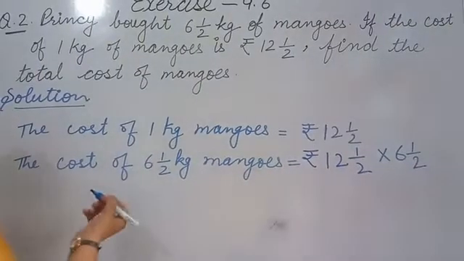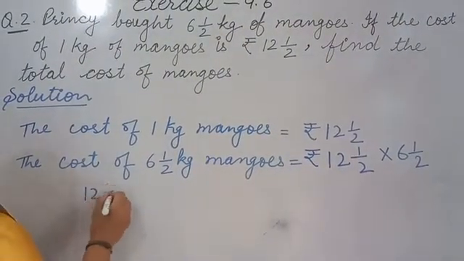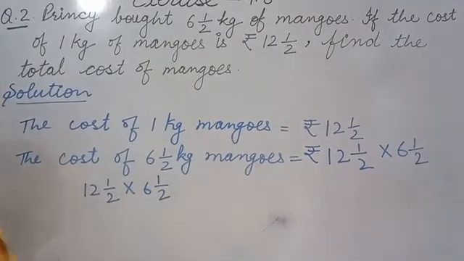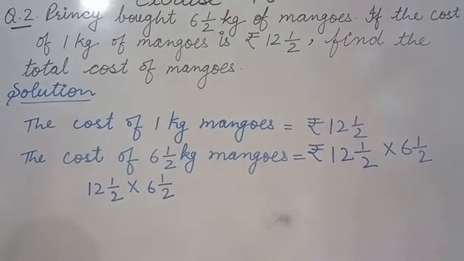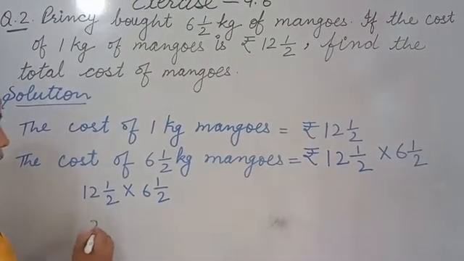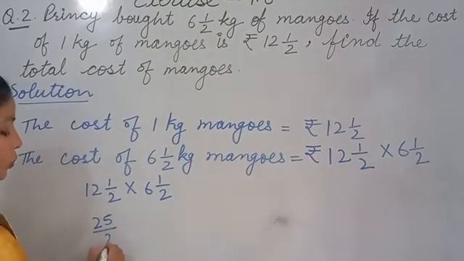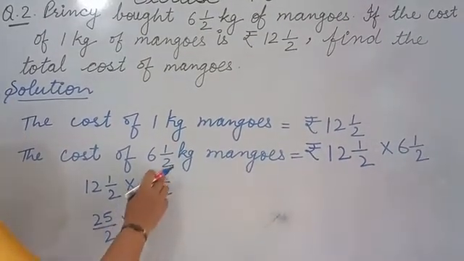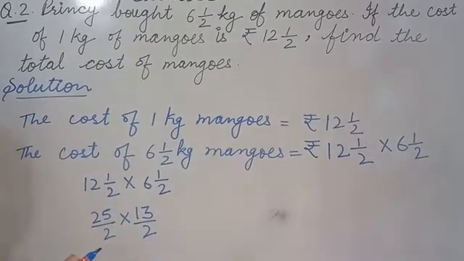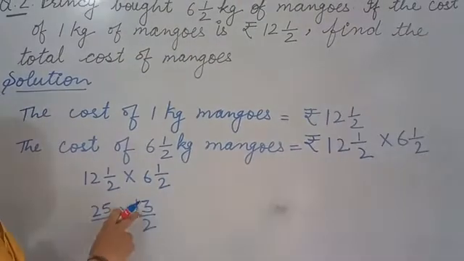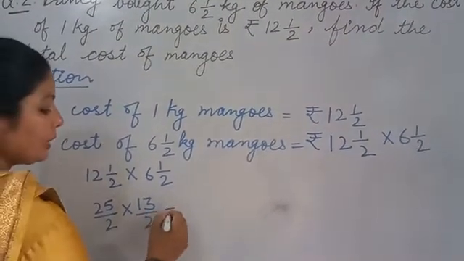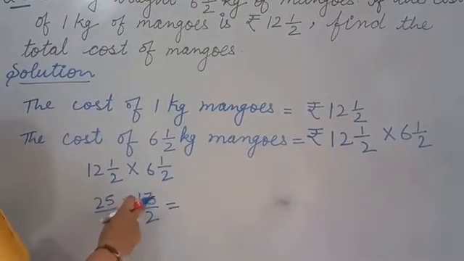So here we should show solution. 12 whole 1 upon 2 multiply by 6 whole 1 upon 2. So there is mixed fraction. So firstly we change it into improper. So 12 2s are 24 plus 1, 25 upon 2 multiply by 2 6s are 12 plus 1, 13 upon 2. Now in 2 table we don't have 25, we don't have 13. So that means numerator multiply by numerator and denominator multiply by denominator. So 25 multiply by 13.